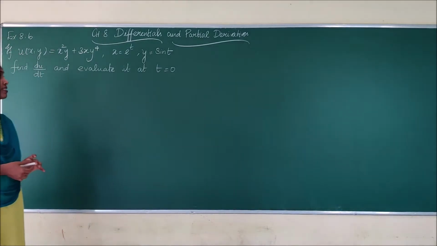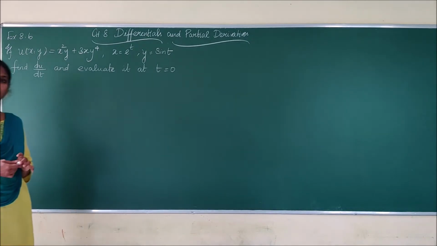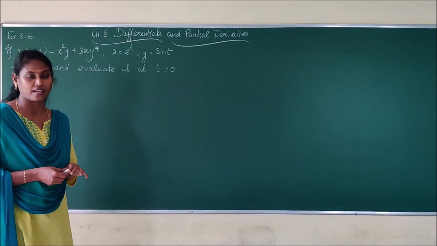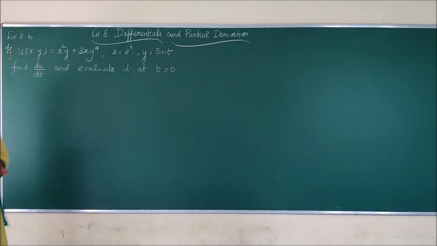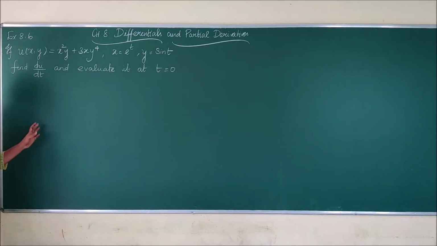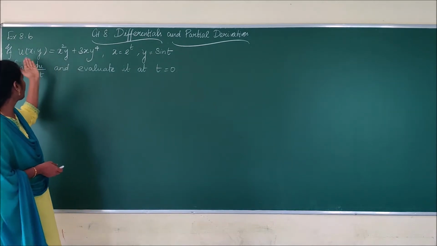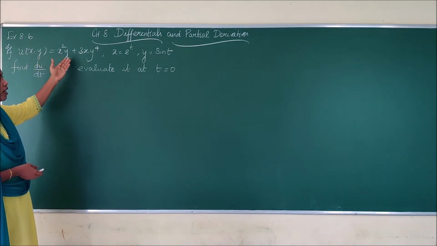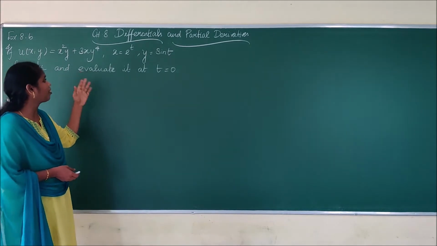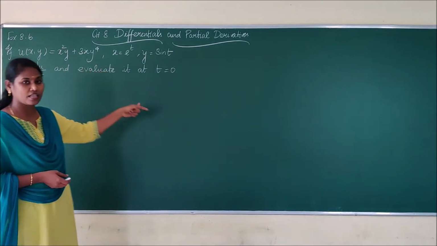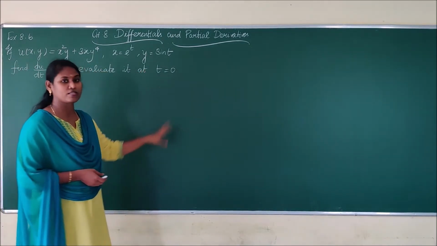Good morning students. Next we are going to see the problems based on function of function unit, right? That is nothing but chain rule. Here we have given you a function u of x comma y, where u of x comma y is equal to x square y plus 3x y power 4, where x is equal to e power t and y is equal to sin t.